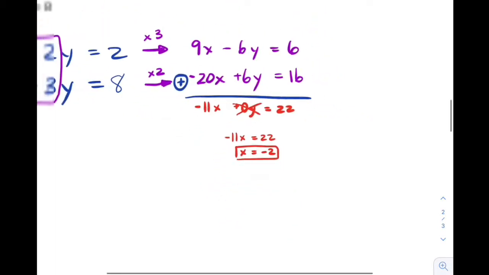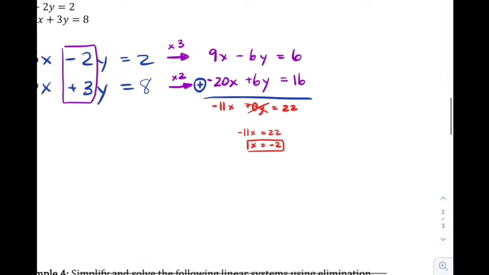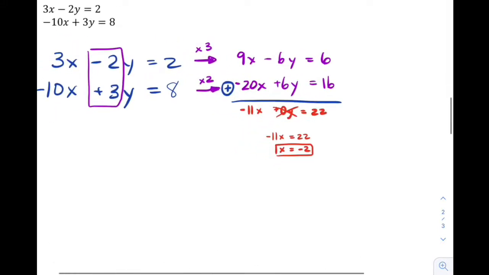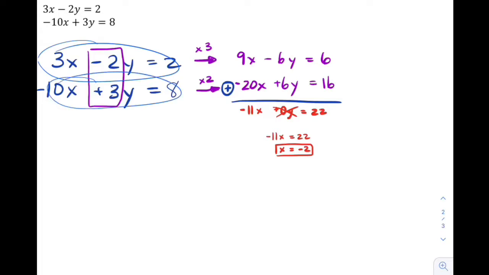Now I need to find out my y variable. I know what x is. X is negative 2. So what I'm going to do is take that negative 2 and substitute it back. I can either put it into this equation here, or this one, or this one, or this one. It doesn't matter. We know what x is. Any of those will give us a value for y.